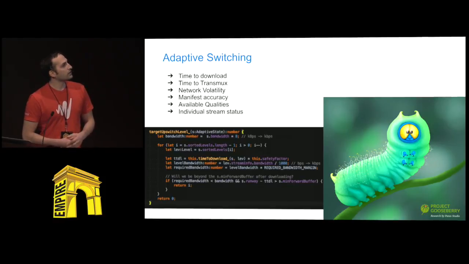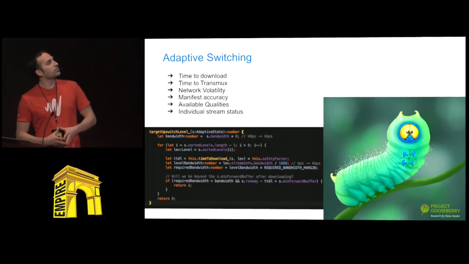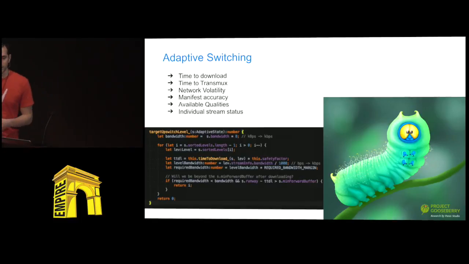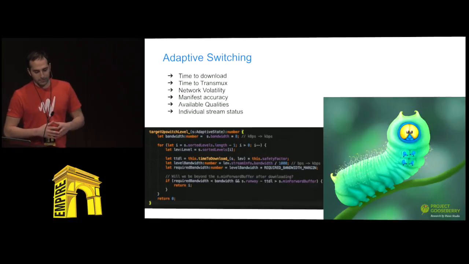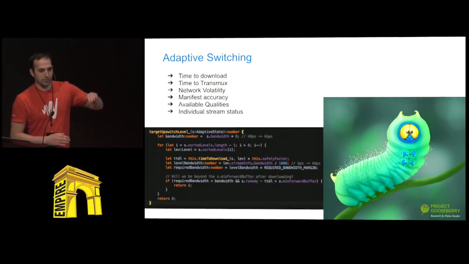The available qualities is obvious. If you have 240p, 360, 480, obviously switch to the correct one. An individual stream status, that one's kind of cool, too. If one of the media manifests starts 404ing, we're going to leave it there, but we're not going to switch to it. We're going to move around it until it looks better.